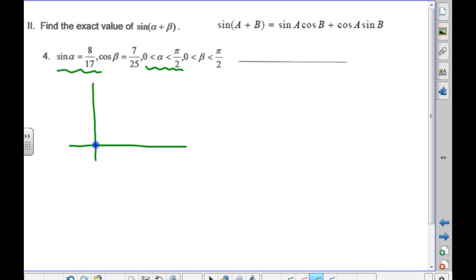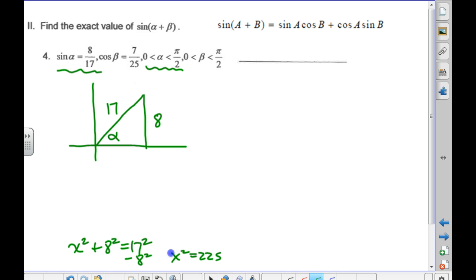So we are going to need to draw, just like you often have to do with word problems, a little triangle, and we're going to label what on this triangle? If this is angle alpha, this angle here is actually alpha, but the sine is opposite over hypotenuse. Now, we need to find this piece down here. So x squared plus 8 squared equals 17 squared. If we subtract, we get 225. Square root of that is 15. It is a Pythagorean triple we will use several times.